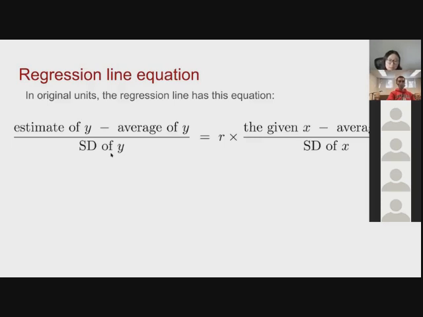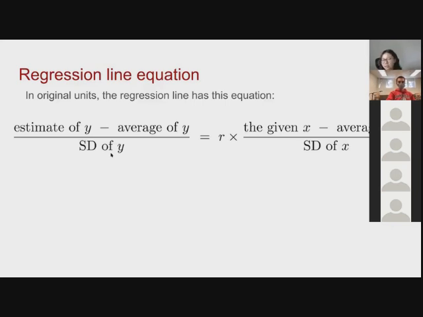So the left-hand side, remember, is y minus the average, divided by its standard deviation. That's y in the standard units. And then on the right-hand side, we still have r, the correlation, multiplied by the given x minus its average, divided by the standard deviation of x. Okay, so that's what this is.